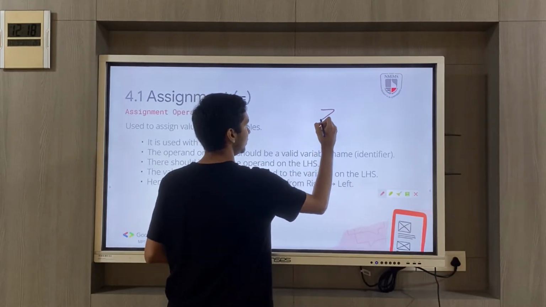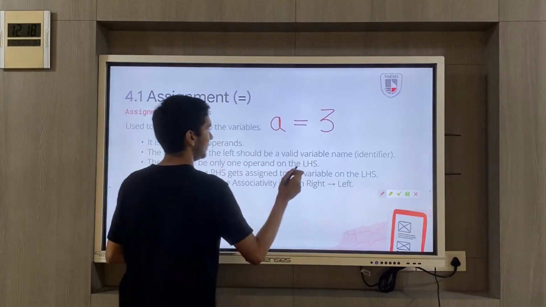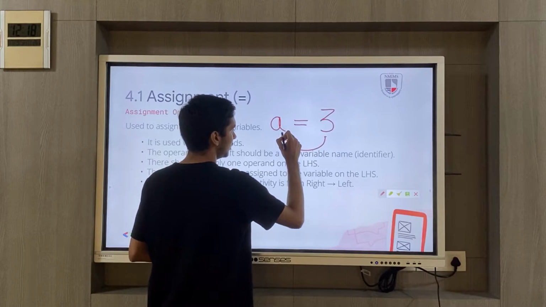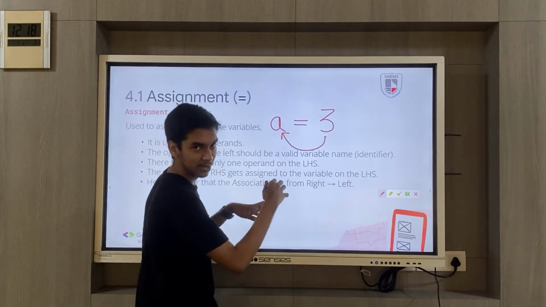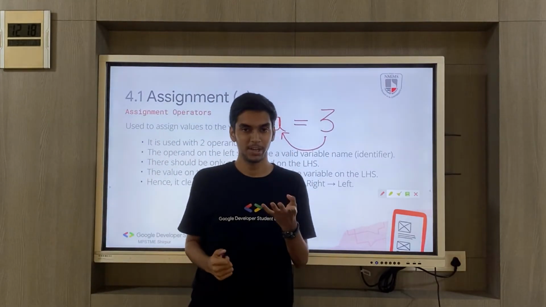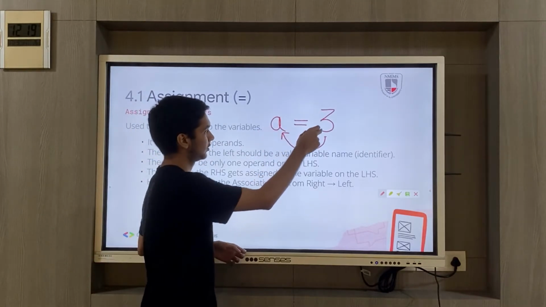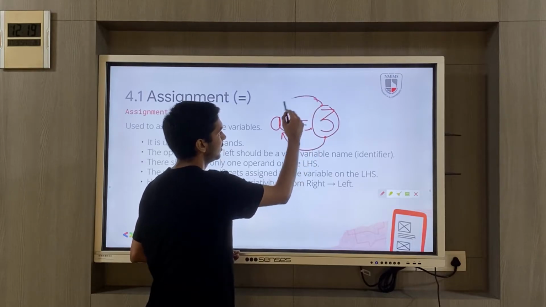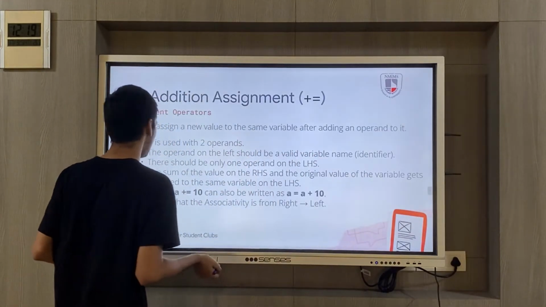If I need to assign the value 3 to a variable a, first the right side is evaluated, which is 3, and then it is assigned to this variable. So you can see that the operation is going from right to left. Remember we talked about associativity. The assignment operator has right to left associativity, because evaluation starts from the right of the operator and then goes to the left of the operator. So that is about the assignment operator.